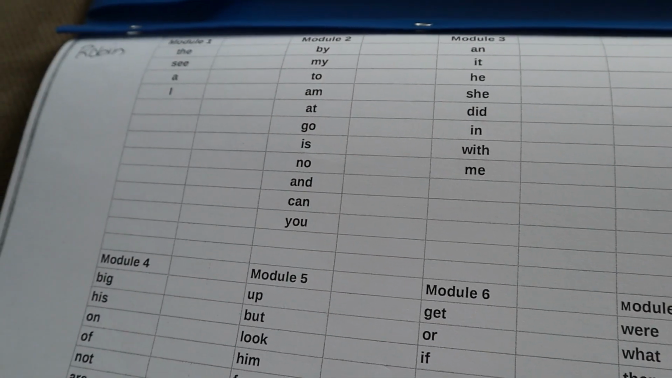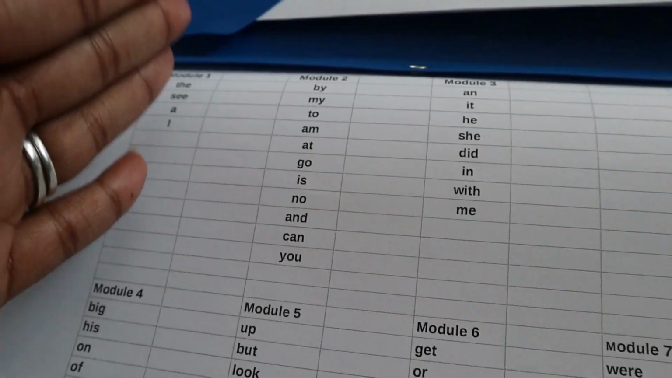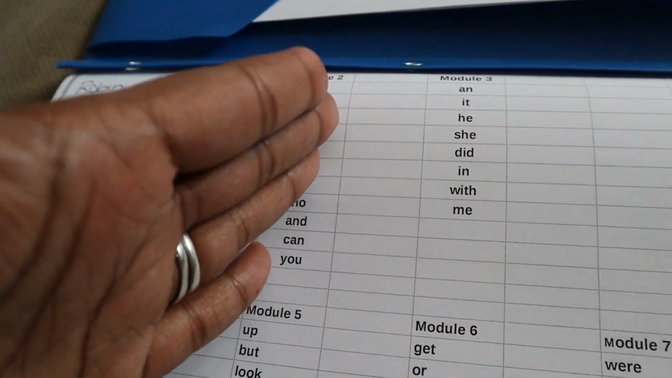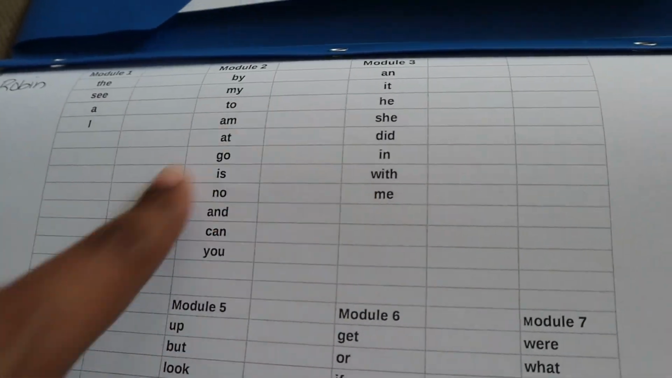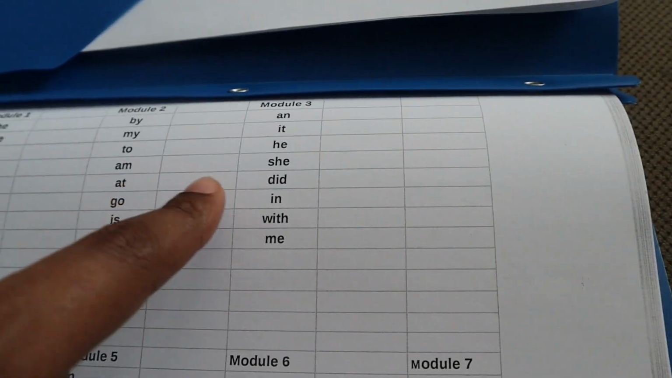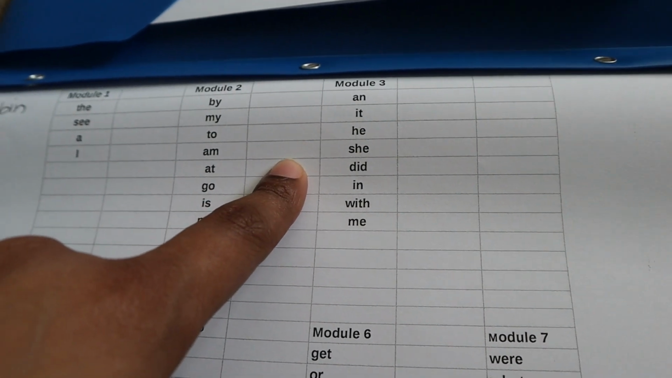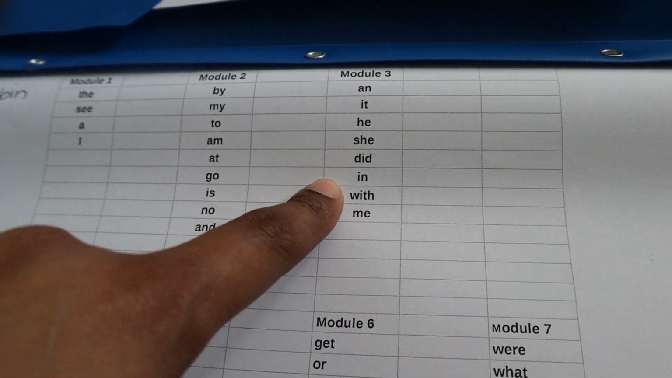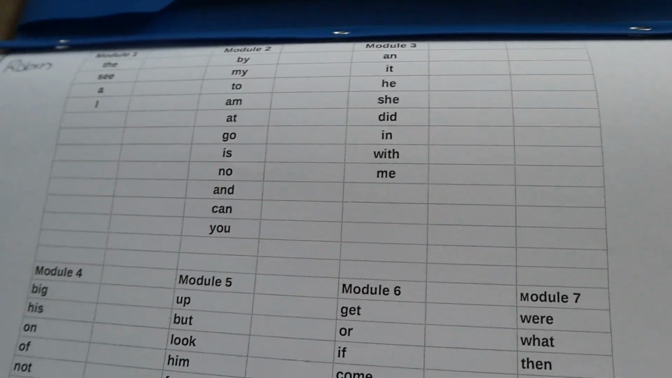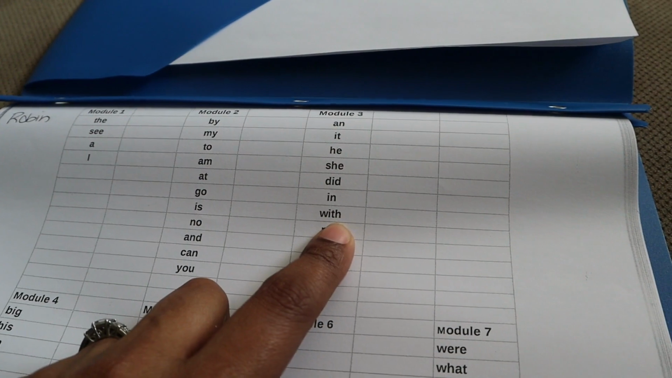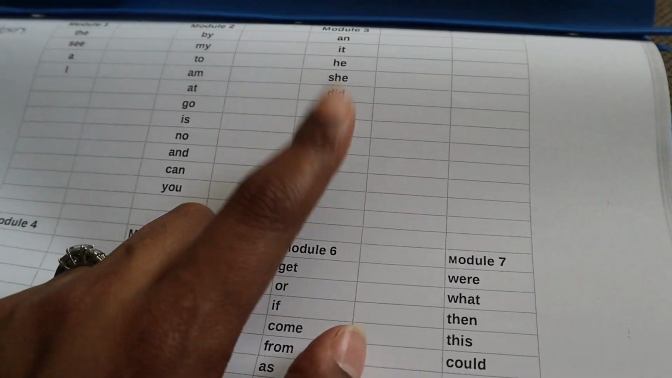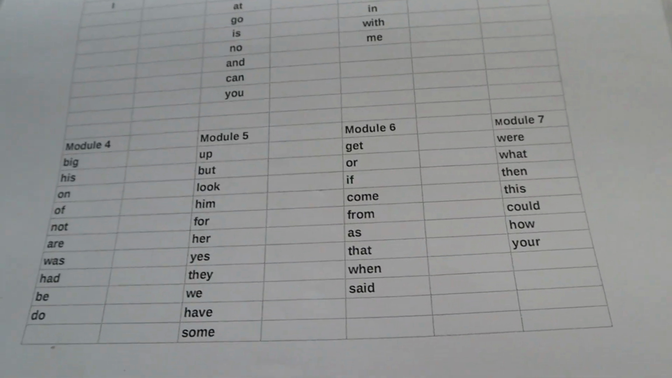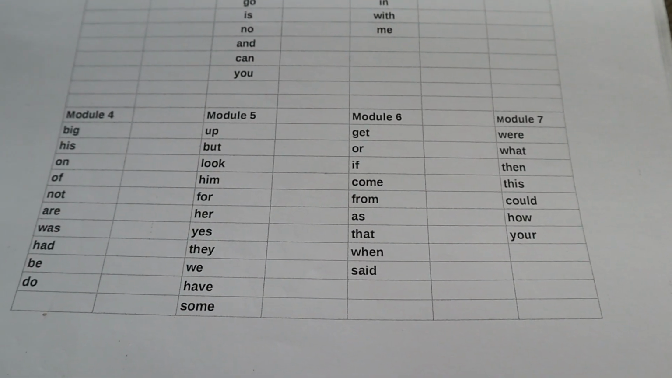In module 2, they're learning by, my, to, am, at, go, is, no, and, can, you. Right now in curriculum, they really should know modules 1 and 2, as we're just getting into 3 and 4. Module 3, they should know an, it, he, she, did, in, with, and me. We are now learning the digraphs TH, CH, WH, and SH. They should be recognizing the endings of those, and then those are the rest of the modules' words that they need to know.